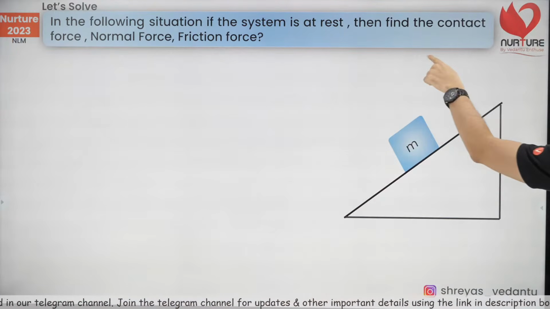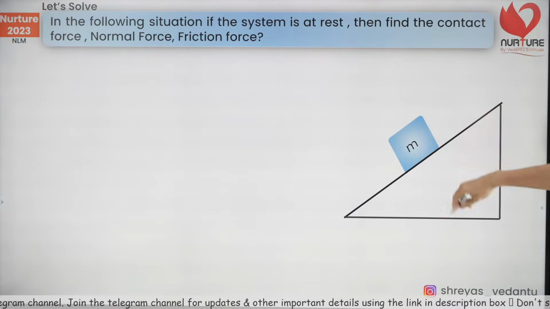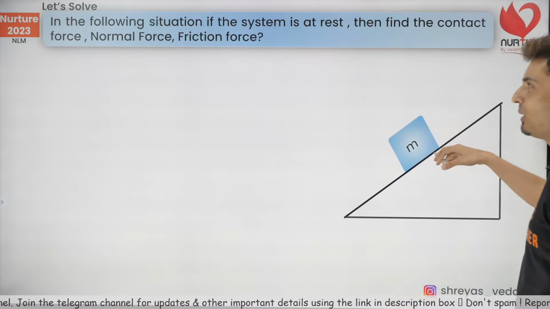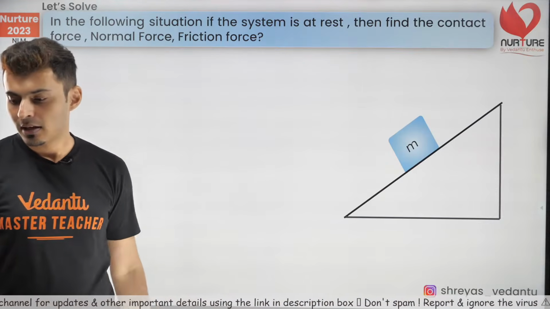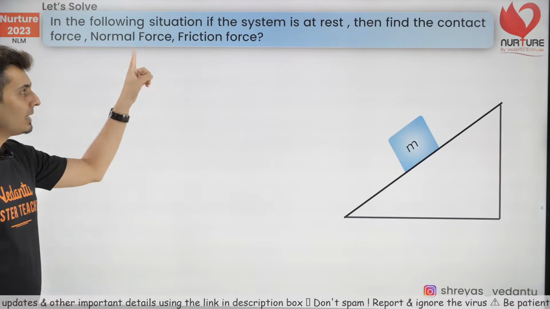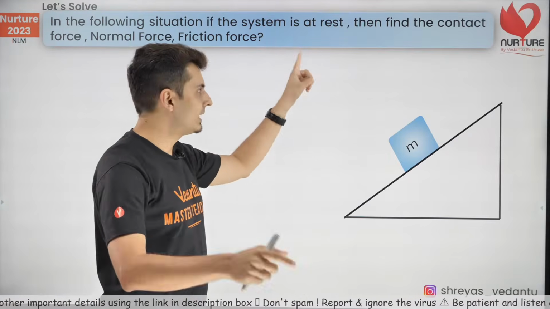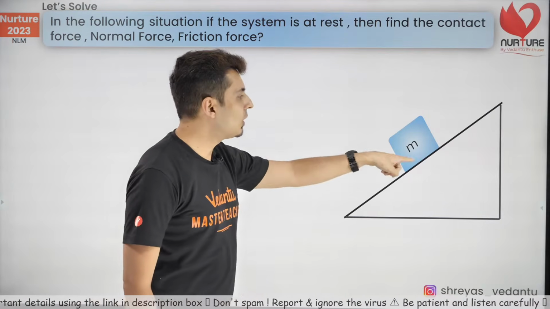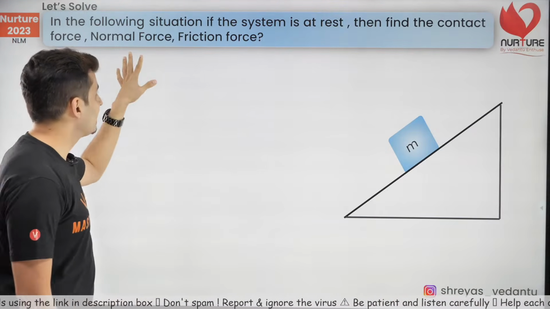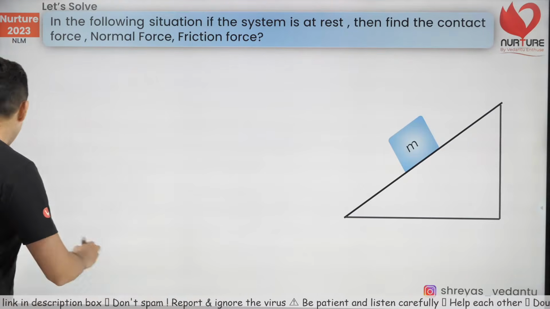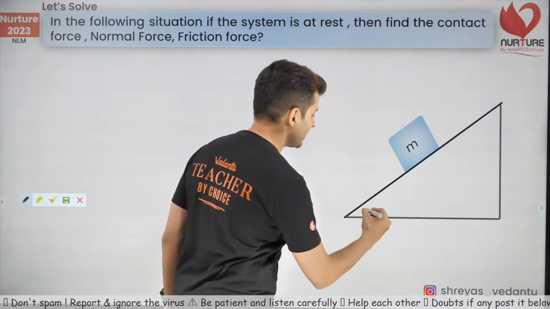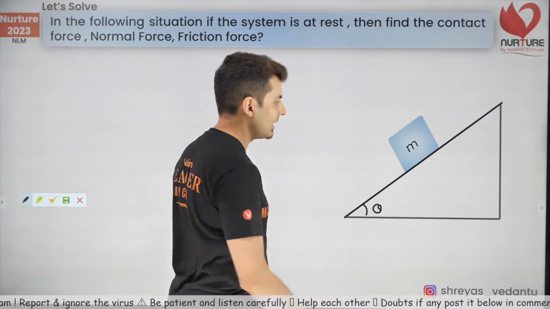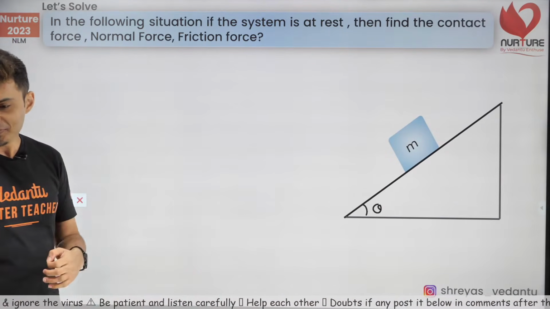Okay, so in the following situation, if the system is at rest, then find the contact force, normal force, and frictional force. Let's see how many of you can do this. Let's see if you can answer it within 1 minute. What is the contact force, the normal force and the frictional force? Oh, did I not mark the angle? Well, let me mark the angle. This is the angle, this is theta. This is mass.